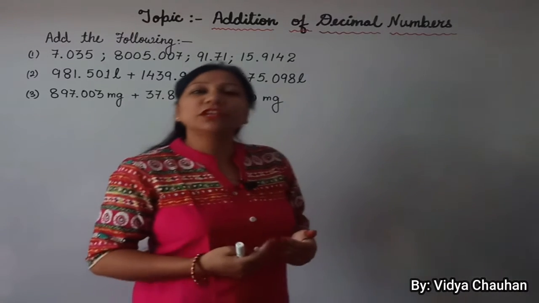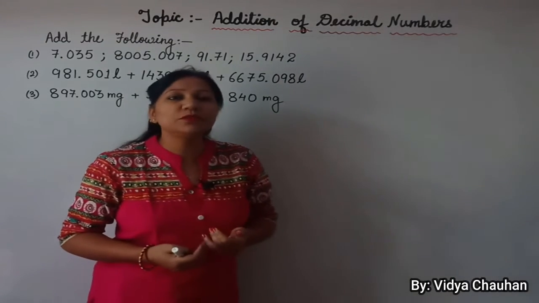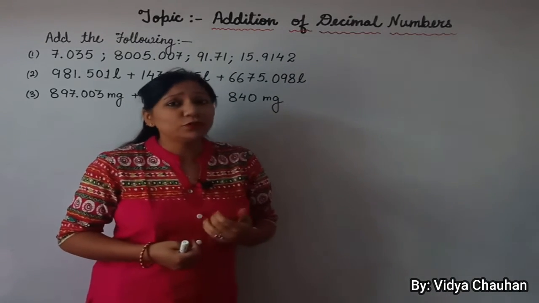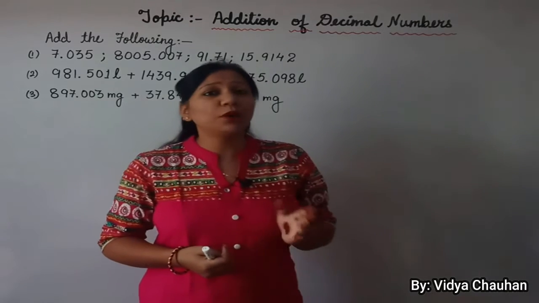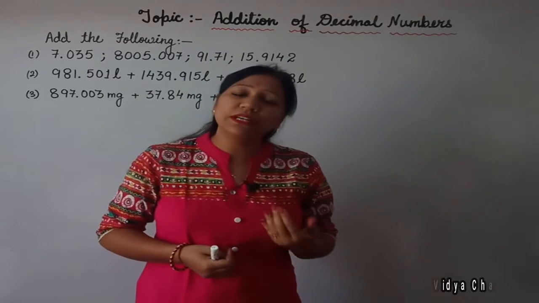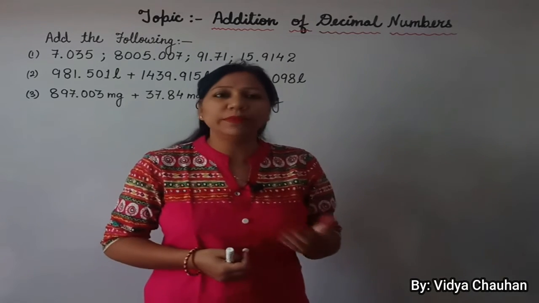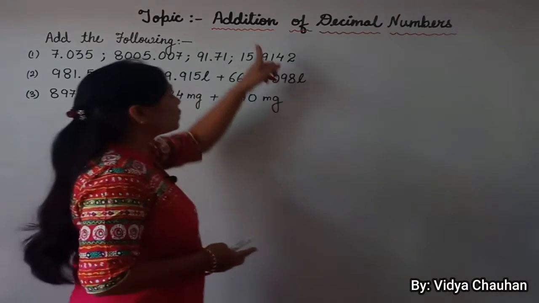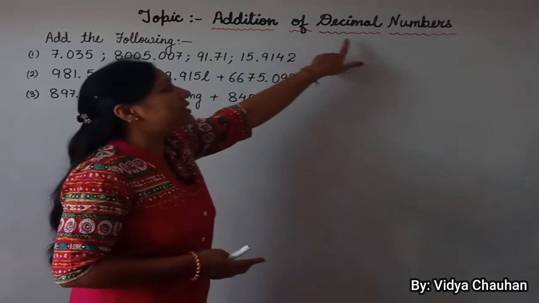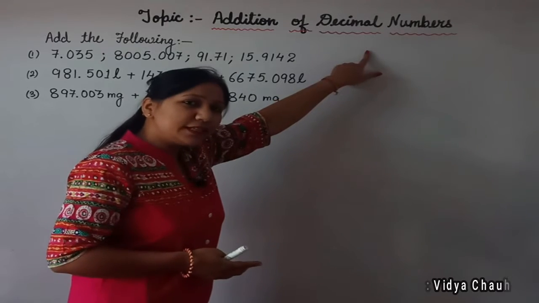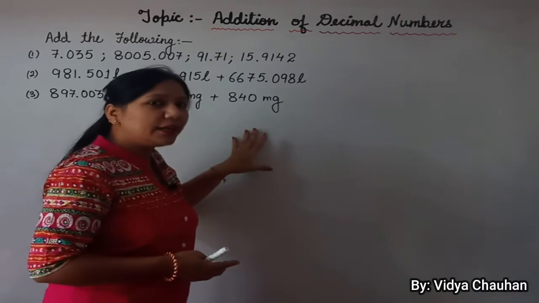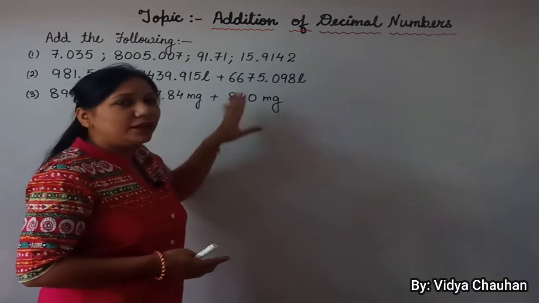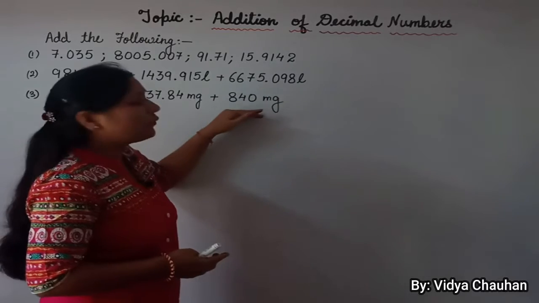In the previous lecture we discussed various terms related to decimals, like how to write the numbers in expanded form, how to write it in the short form, how to write it in the fraction form, and many other things. Today we are going to start with a new topic, addition of decimal numbers. So let us check out how to add decimal numbers when they are given in different forms.